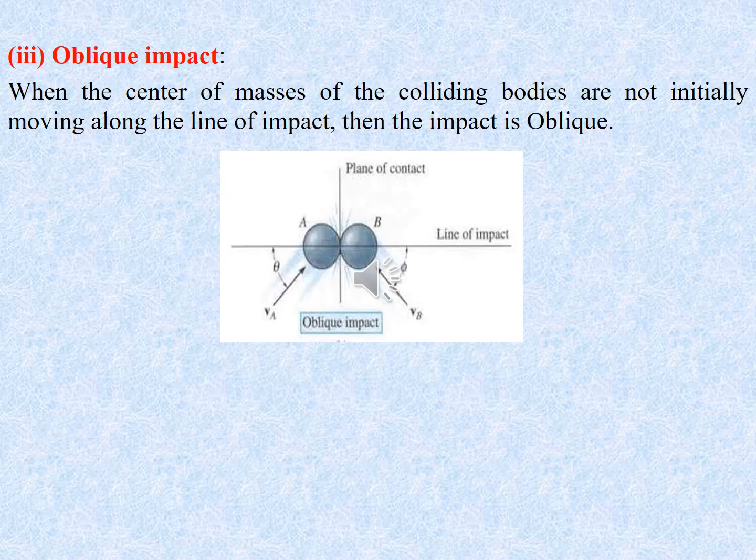Next one is oblique impact. When the centers of mass of the colliding bodies are not initially moving along the line of impact, then the impact is called oblique impact. This can be shown in the figure.